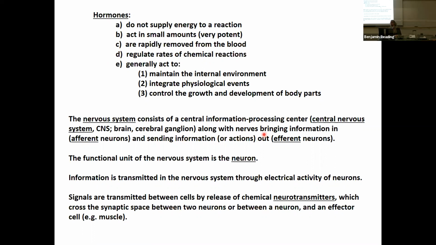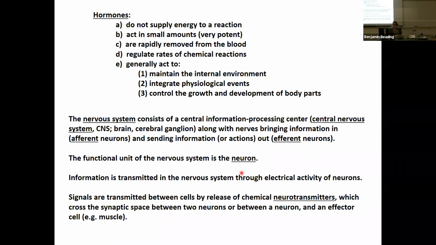So for instance, when the eye sees an image, an afferent neuron through the optic nerve will send that message to the brain. The brain then will send a message out. For instance, if the eye sees a predator approaching, the brain then sends an efferent signal out telling the fish, you might want to swim away from that. And that then tells the muscles to move.